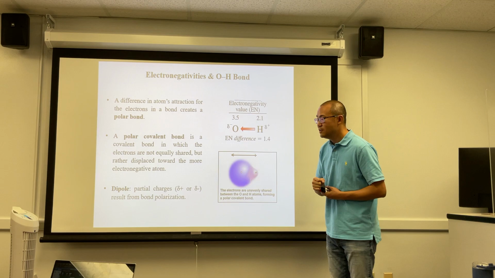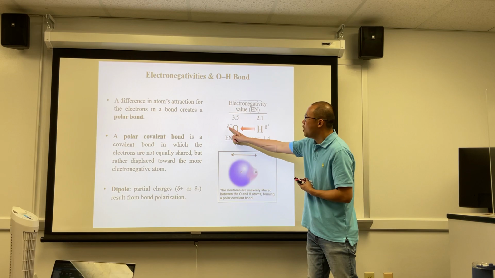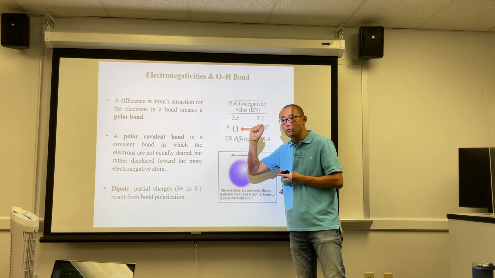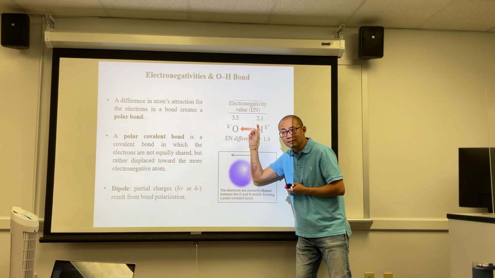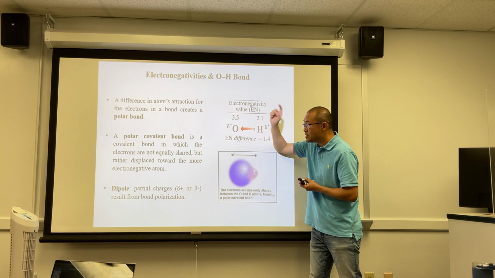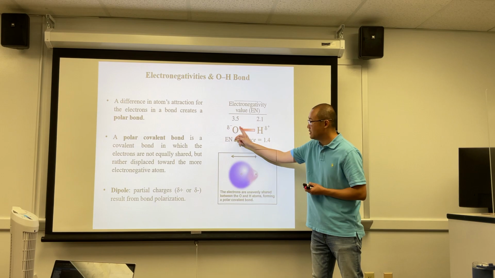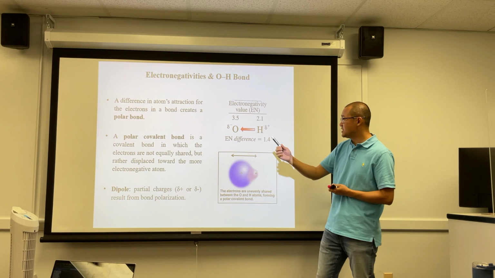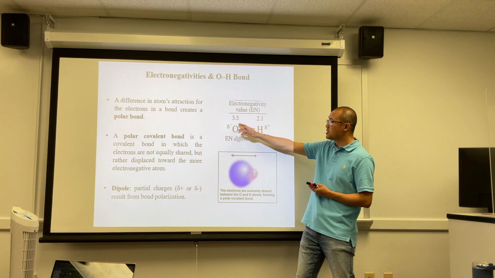So this higher attraction of electrons makes oxygen bear a slightly more negative charge. Do you see this sign? Delta means partial. Partial means what? They're still sharing, but oxygen shares a little bit more. So because of that, oxygen will carry a slight or partial negative charge. And of course, hydrogen will carry a partial positive charge. Again, this sign is called delta. Delta means partial. Why are they partial? Because they're still sharing. Because oxygen has greater electronegativity, oxygen is going to share a little bit more than hydrogen.